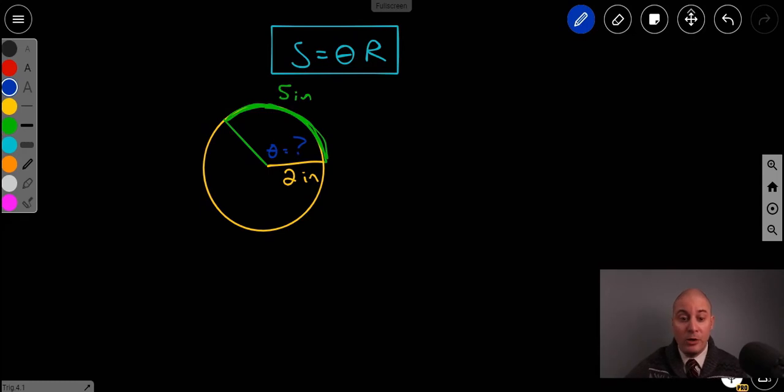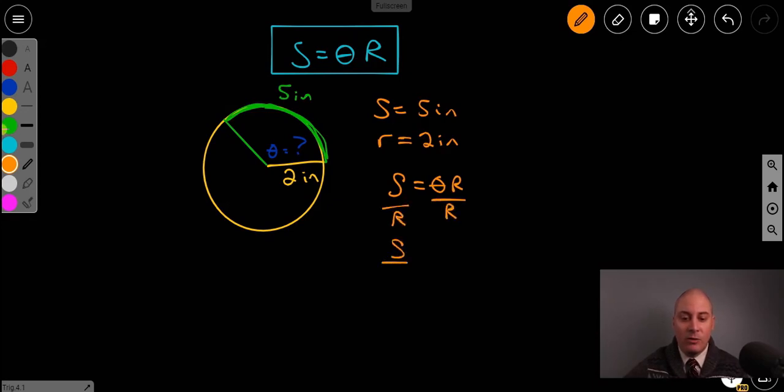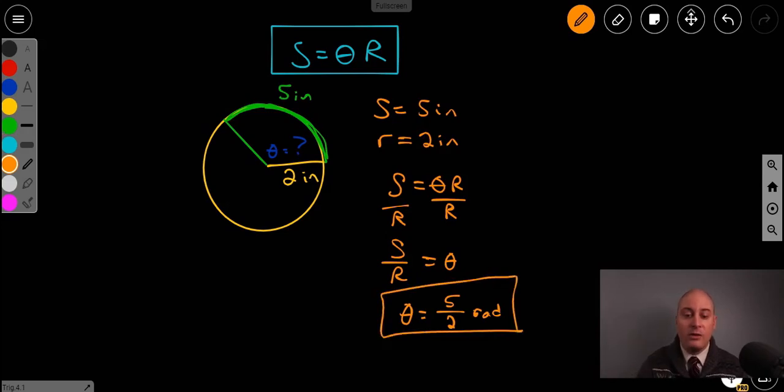Well, pretty easy to do. We know S is 5 inches and R is 2 inches, so we just plug it in and solve for theta. S equals theta R; I'm going to divide both sides by R to get theta by itself, because I want to solve for that. So it's going to be 5 over 2. Theta would be 5 over 2, and I would write 5 over 2 radians, or rad for short. That's my answer. That's the angle.